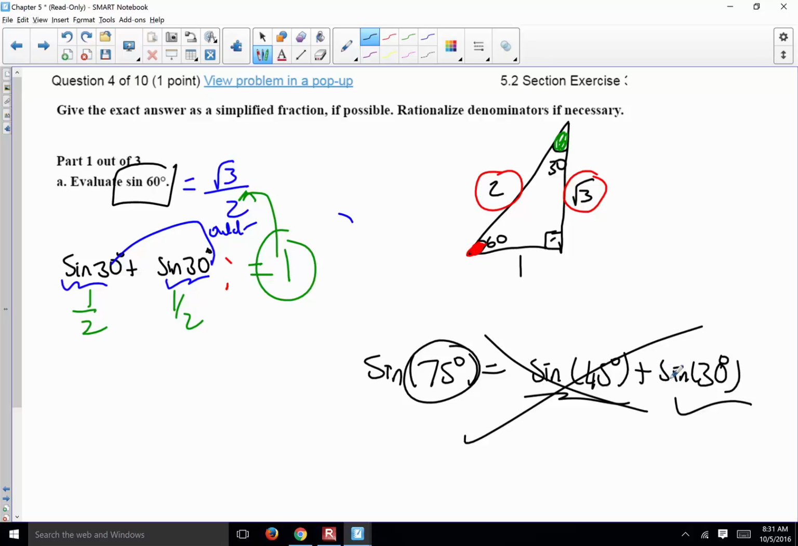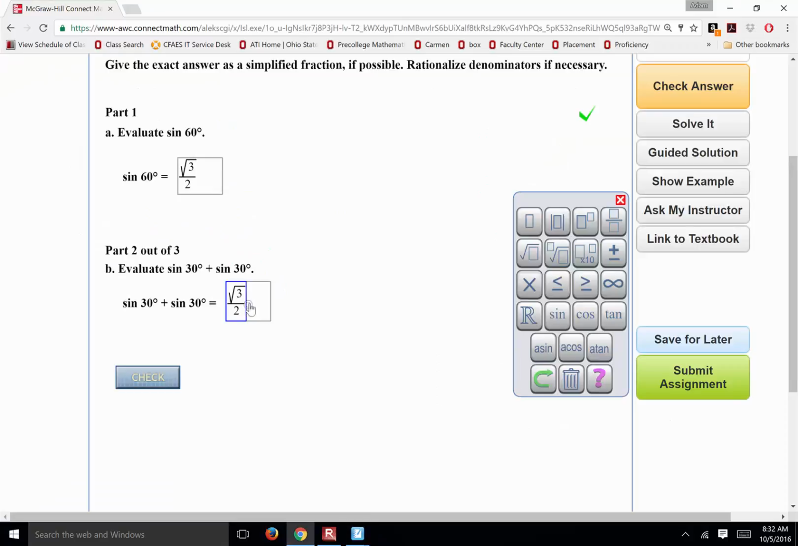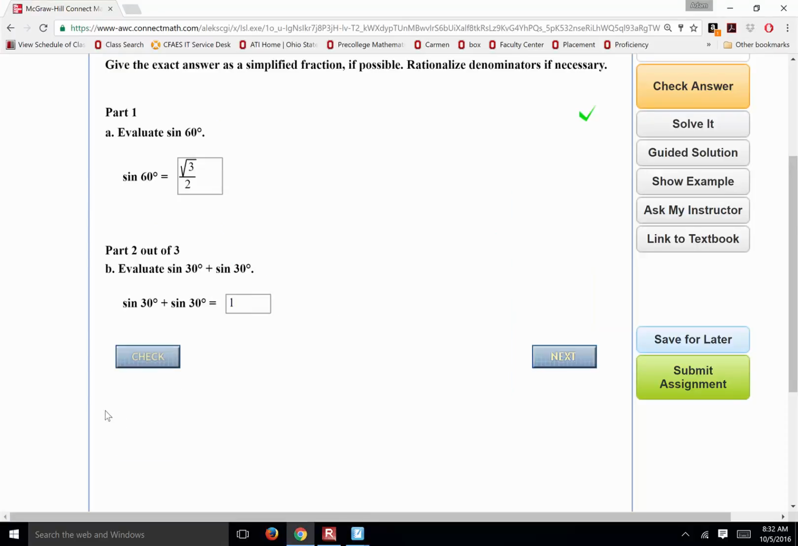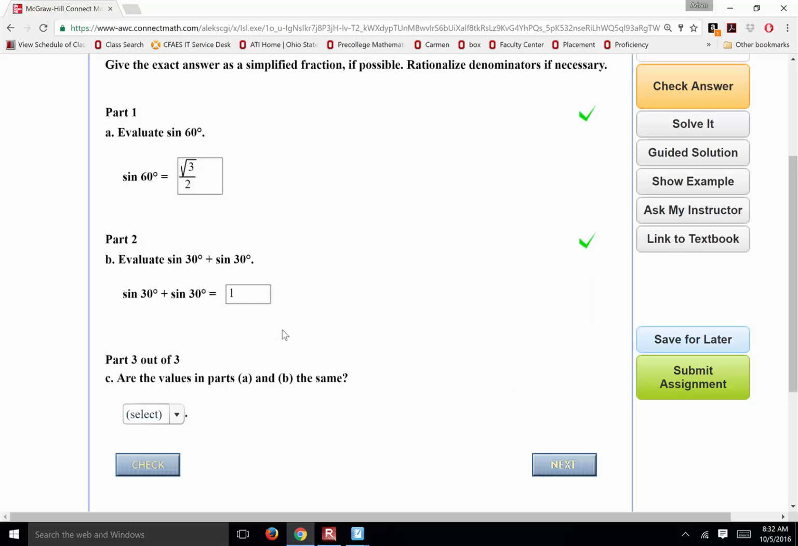There is a formula for addition. There is a formula to separate 75 into 45 and 30. We will see it later, but it's not as simple as this one. It's a four-piece formula. It's not a direct addition. Okay? The right way here is 1. So this was a good example to show a common misconception. Are the values the same? Of course not.